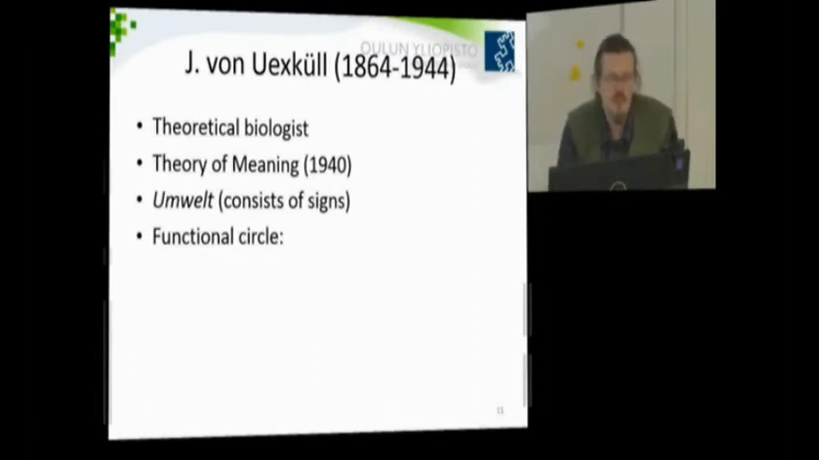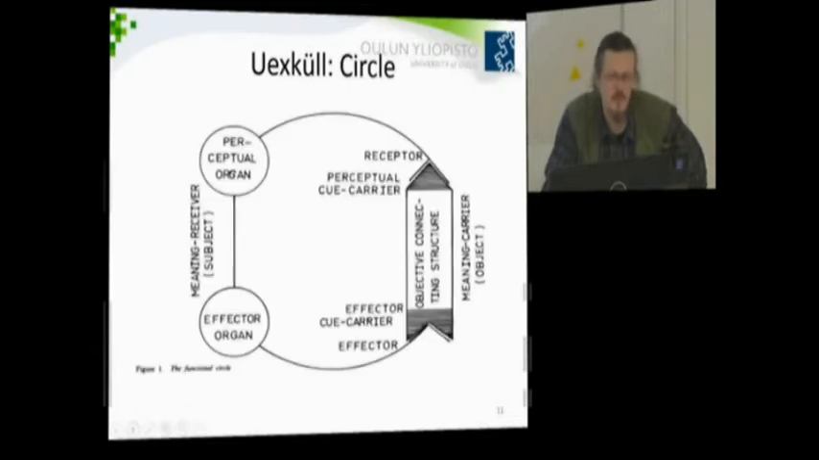And connected to this is another, perhaps more important, invention by von Uexküll, the idea of the functional circle, which is depicted here. Here is the organism. It's the meaning receiver or subject, and it has two kinds of organs: perceptual organs and effector organs. These effector organs affect its Umwelt, and the perceptual organ receives the effects of the Umwelt.